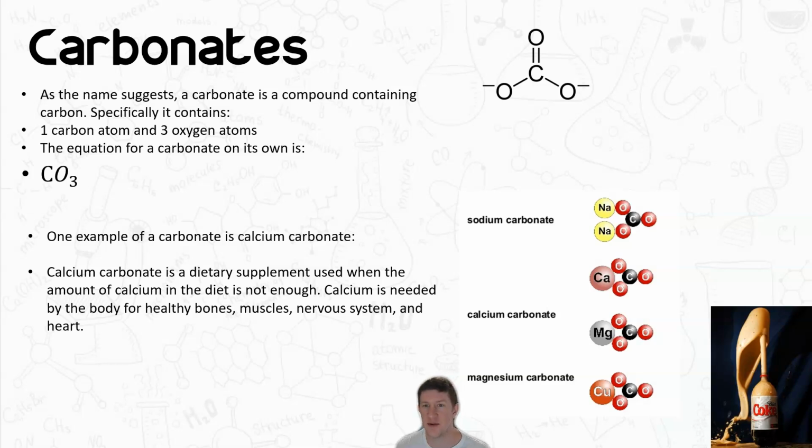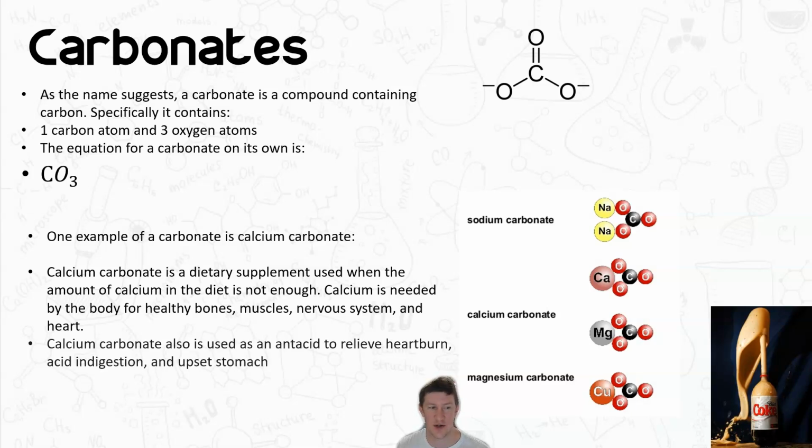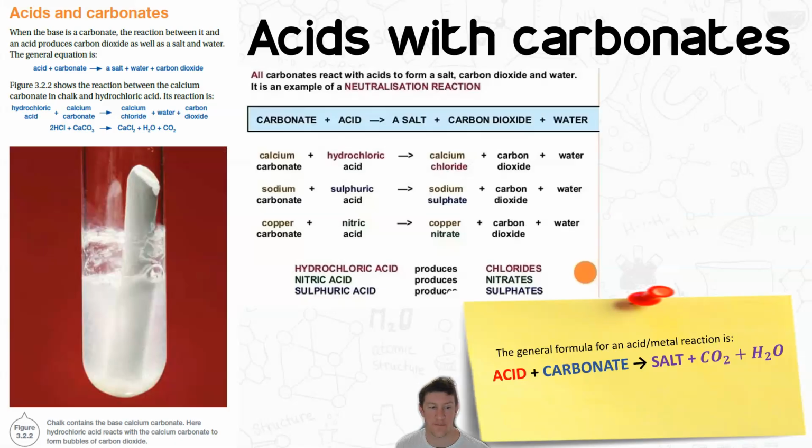So a really common example of a carbonate is calcium carbonate. This is actually a dietary supplement that they use when we don't get enough calcium. You often hear calcium is really important for bones. It's also important for muscles, nervous systems, and things like that. So they actually add it into products. You can also use it to relieve heartburn, indigestion, upset stomachs.